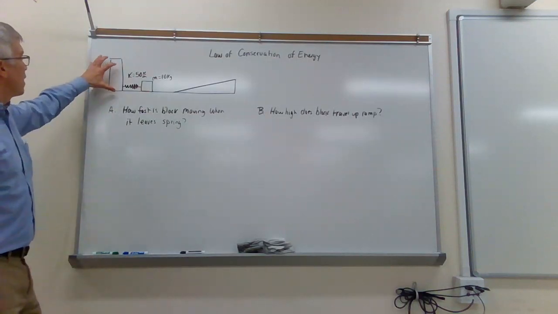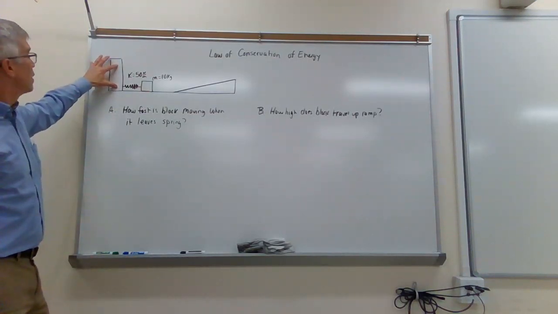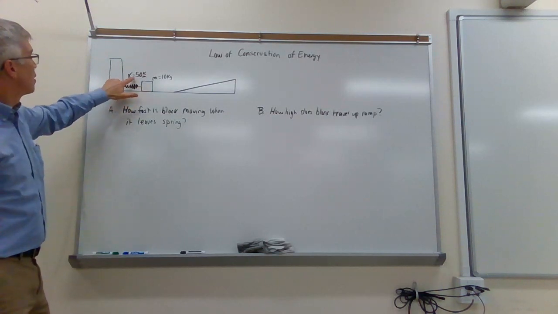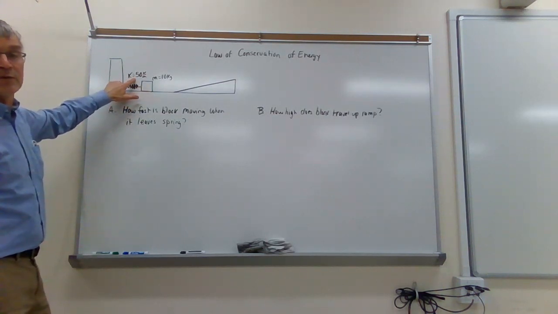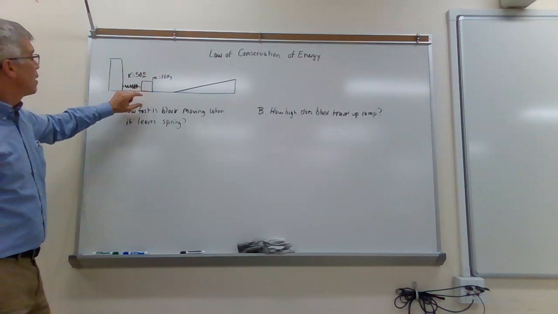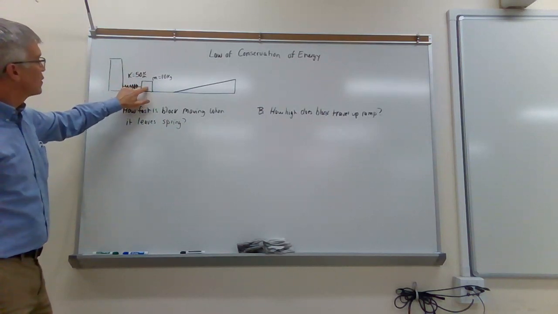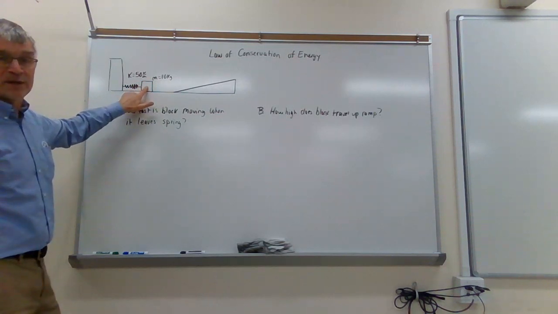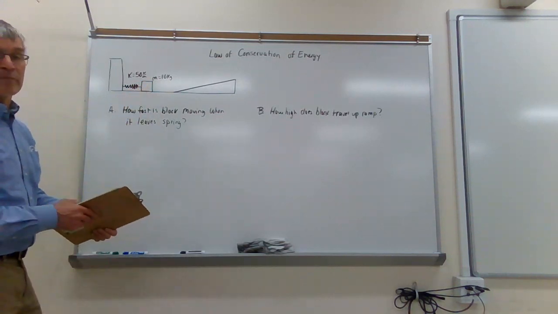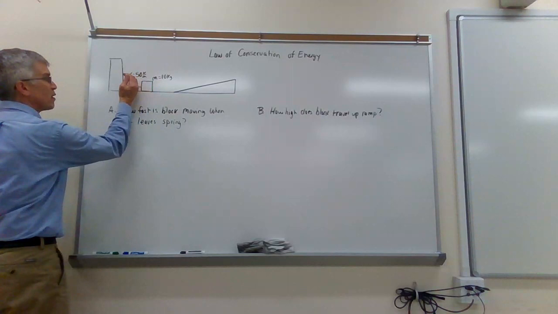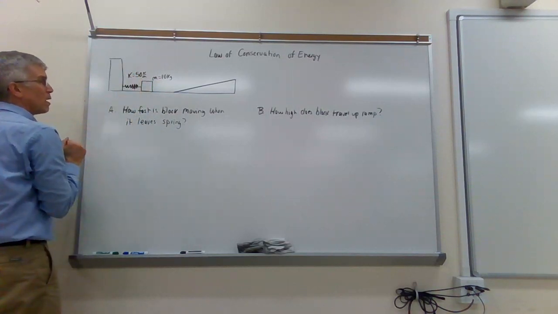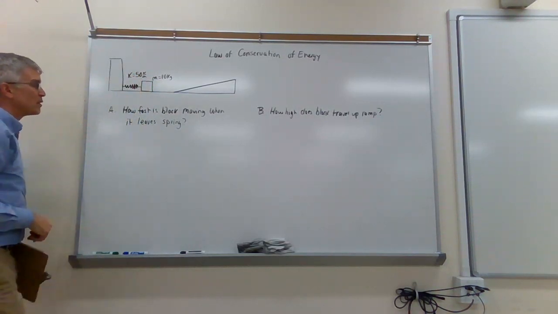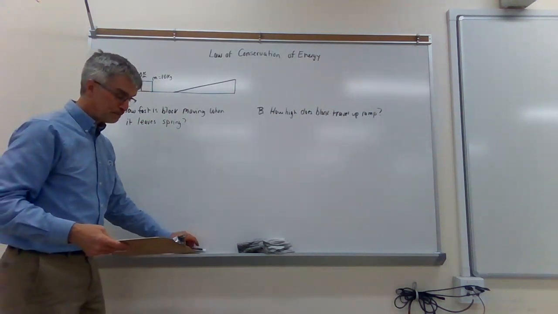So we have here an immovable wall. Attached to it is a spring, which has a spring constant of 50 newtons per meter. And on the end of this spring is some box or block with a mass of 10 kilograms. This block is not attached to the spring. But what we're going to do is compress this spring and let it go. And we want to see how fast the block is moving when it leaves the spring.